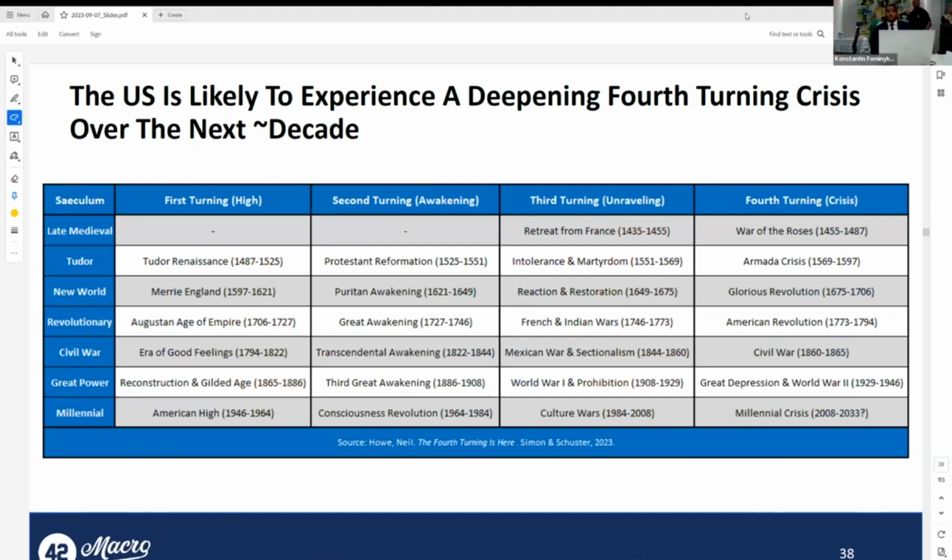The last three fourth turnings that we've experienced in this country have all coincided with total wars. We had the Great Depression and World War II in the most recent fourth turning, the American Civil War in the previous fourth turning, and the American Revolutionary War in the turning prior to that. Howe and Strauss have done a tremendous amount of work on this, studying Anglo-Saxon history all the way back to the 1400s. And this pattern has been recurring since then.